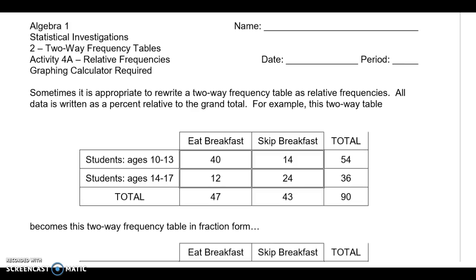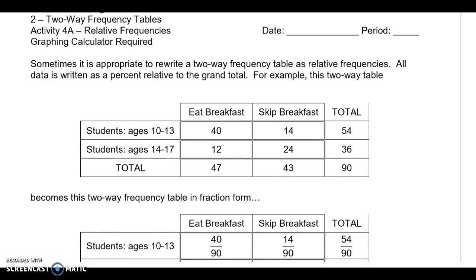In part 2 of our look at two-way tables, we're going to take a look at relative frequency tables, and also we're going to look at how to look for subsets of groups when we're analyzing a two-way table. So in this particular problem right here, we have our general two-way table. Again, we're comparing two different quantities, students age 10 to 13 and students age 14 to 17, against two other quantities, those that eat breakfast and those that skip it.